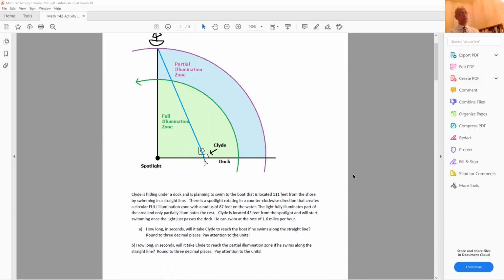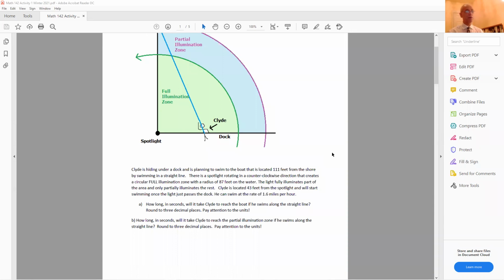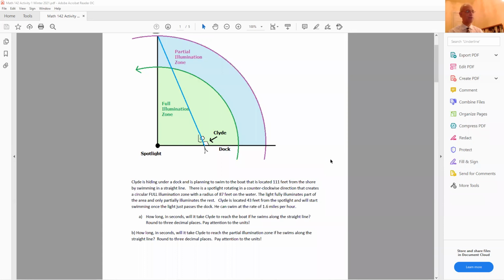Two parts to this question. Part A is asking how long in seconds will it take Clyde to reach the boat if he swims along the straight line. Round to three decimals, pay attention to units. And part B, how long in seconds will it take Clyde to reach the partial illumination? So from here to here, and of course, I have to find out the distance between here to here and solve for the time.